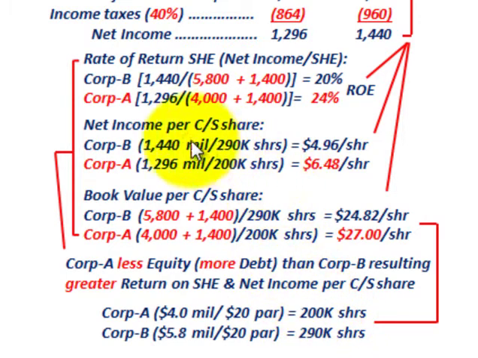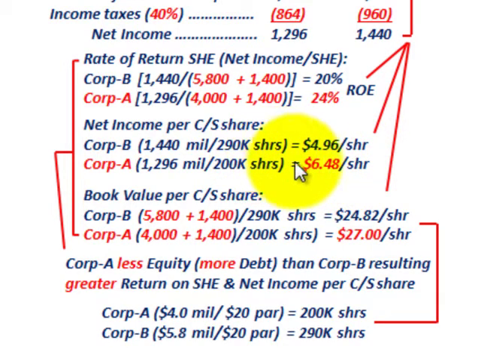So going back to our net income per common stock share. Corp B, $1,440,000 in net income divided by those 290,000 shares, you're going to get $4.96 per share. Corp A, they only have net income of $1,296,000, but they only have 200,000 shares outstanding, so they're going to get net income per share of $6.48.